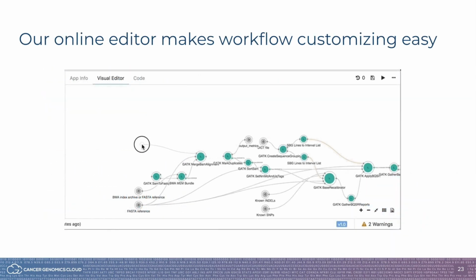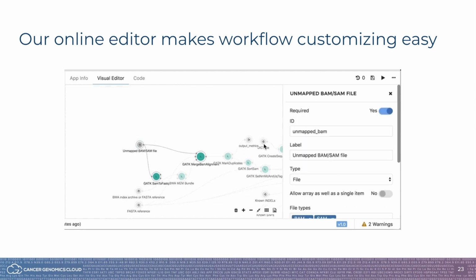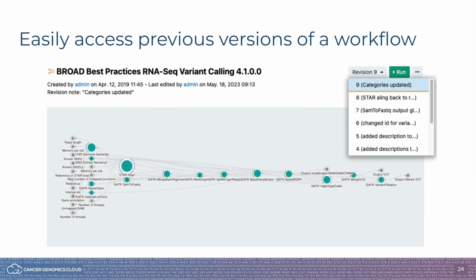Our online editor gives you the option to just click and drag to add tools to your workflow. Double-click on any of the individual tools to customize them for your needs. Not only can you easily build a workflow with our editor, but you can also access previous versions. This way, you can go back and run an analysis you did several iterations ago with the same exact settings and parameters.